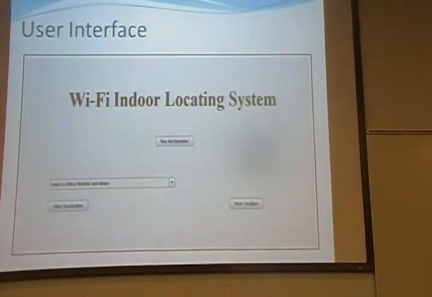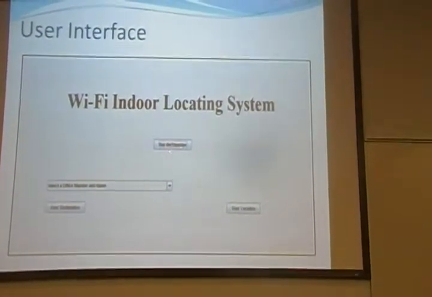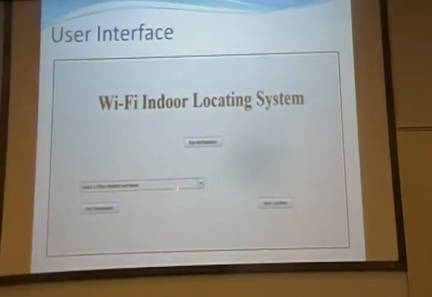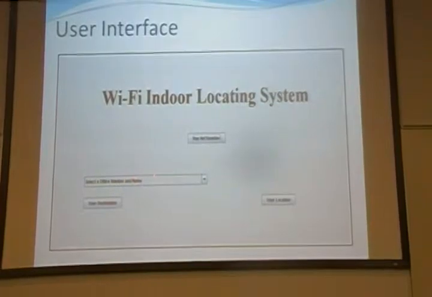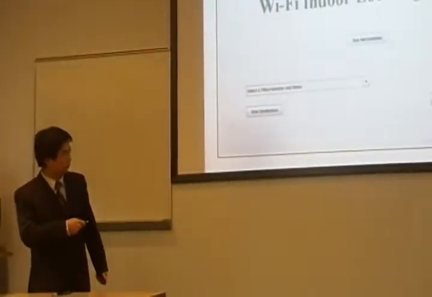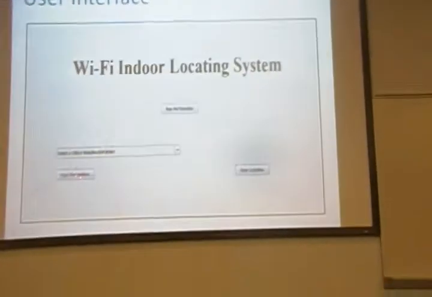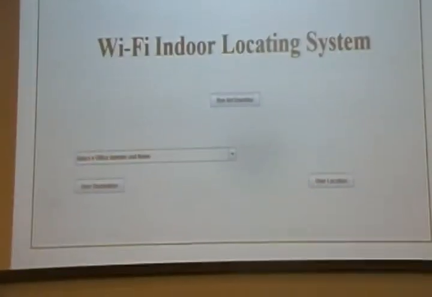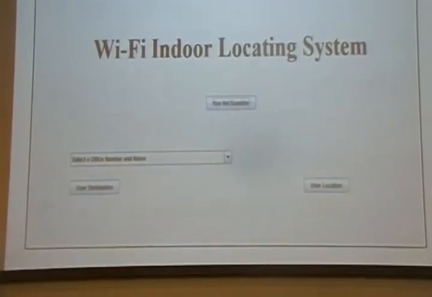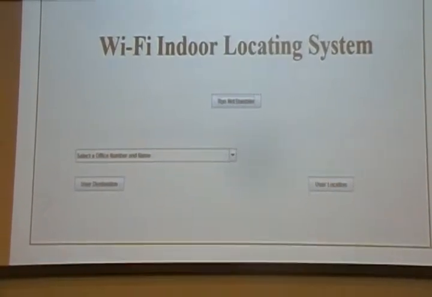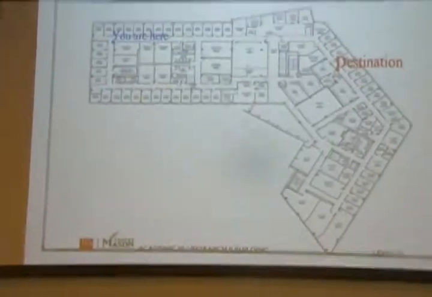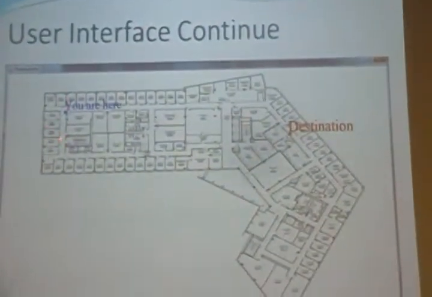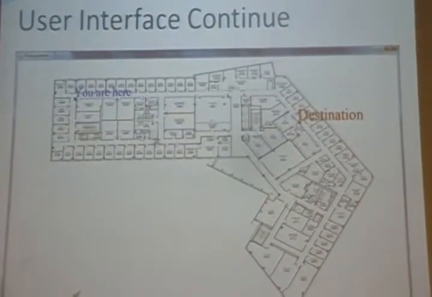First, the user will click on the run next number button. Then he will select the destination room number from a drop-down list. Next, click on the user destination. Then click on the user location. Finally, the user location and the destination will pop up on the screen, just like that. You are here, which is the user location.